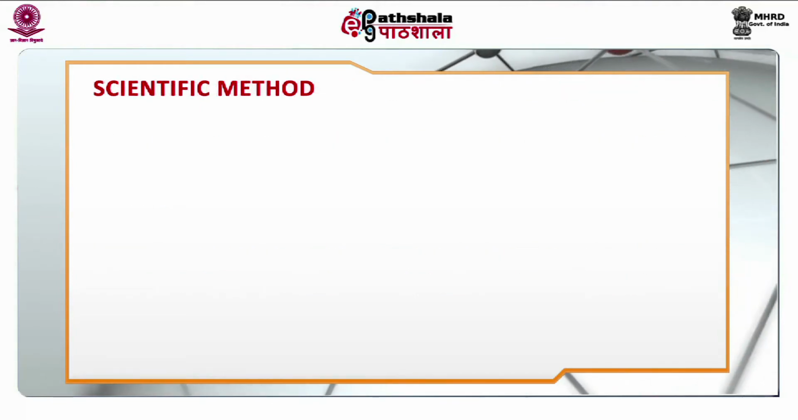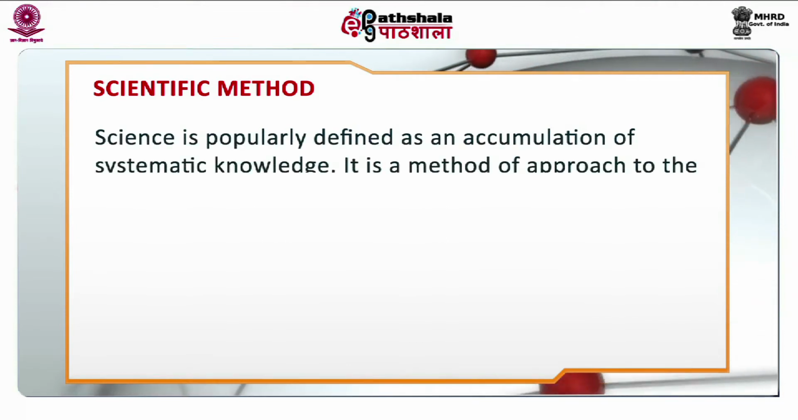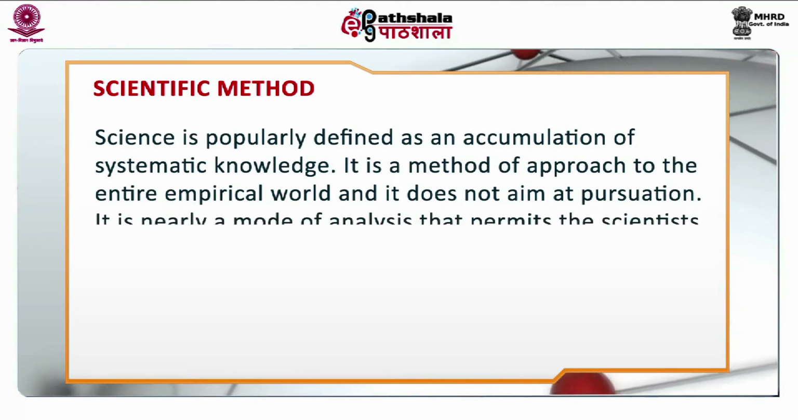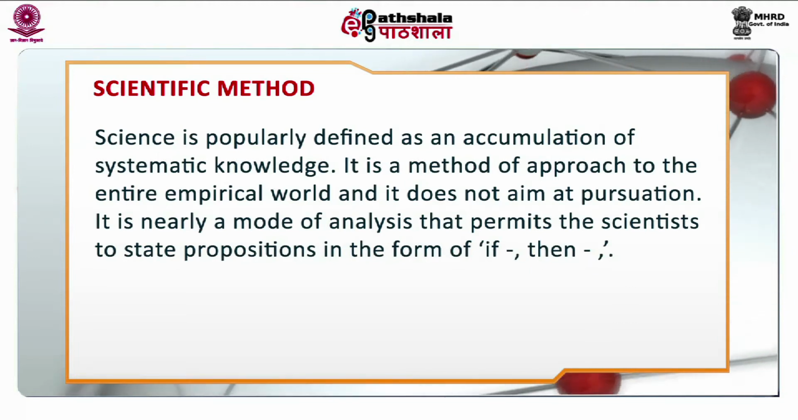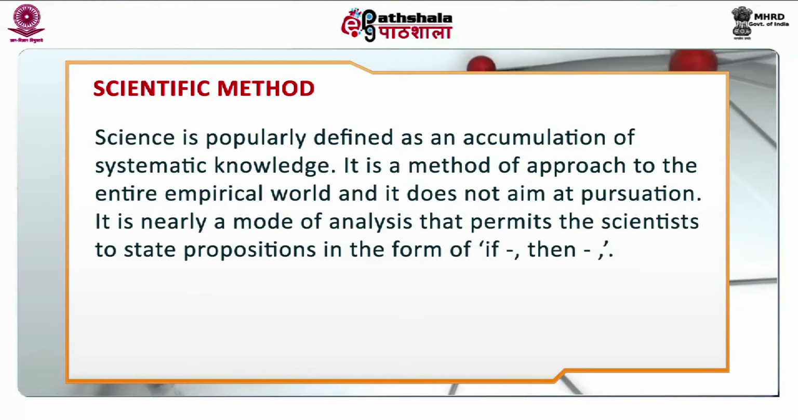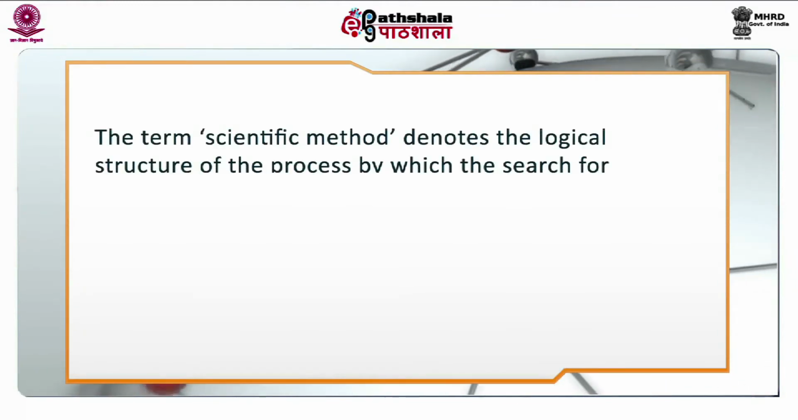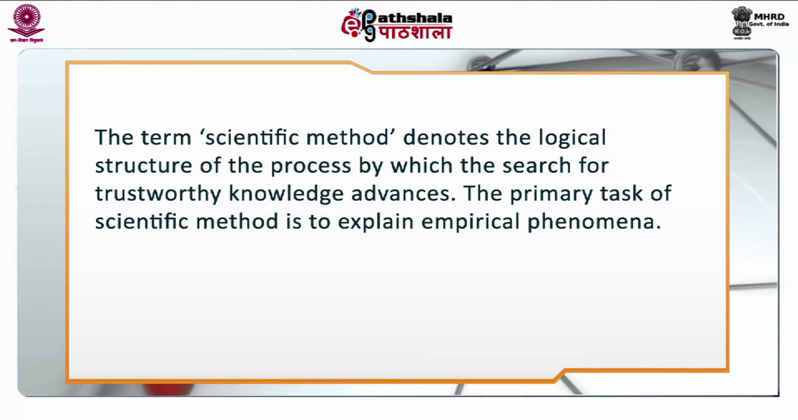Scientific method is popularly defined as an accumulation of systematic knowledge. It is a method of approach to the entire empirical world, and it does not aim at persuasion. It is simply a mode of analysis that permits the scientist to state propositions in the form of if and then. The sole purpose of science is to understand the world in which man lives. The term scientific method denotes the logical structure of the process by which the search for trustworthy knowledge advances. The primary task of the scientific method is to explain empirical phenomena.